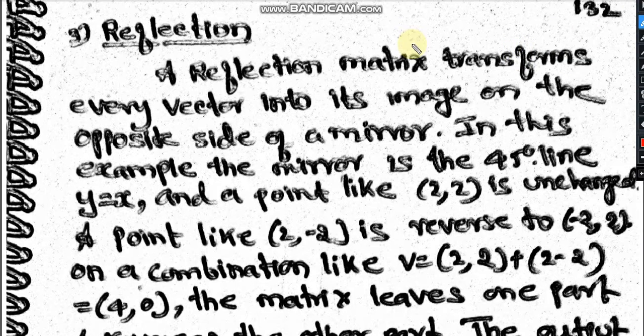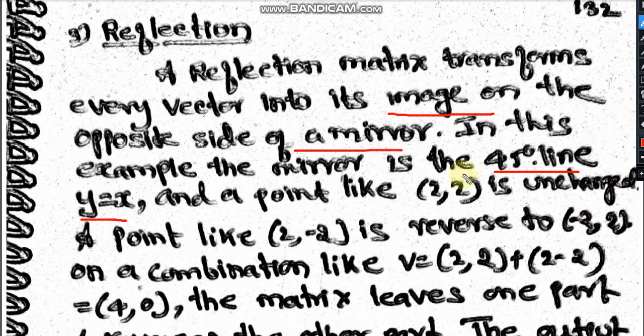You have to develop a matrix that tells you how the image is formed on the opposite side of a mirror. Let us take an example here. In this example, I am taking a 45 degrees line. We are illustrating with just one example; it can be any other points also.